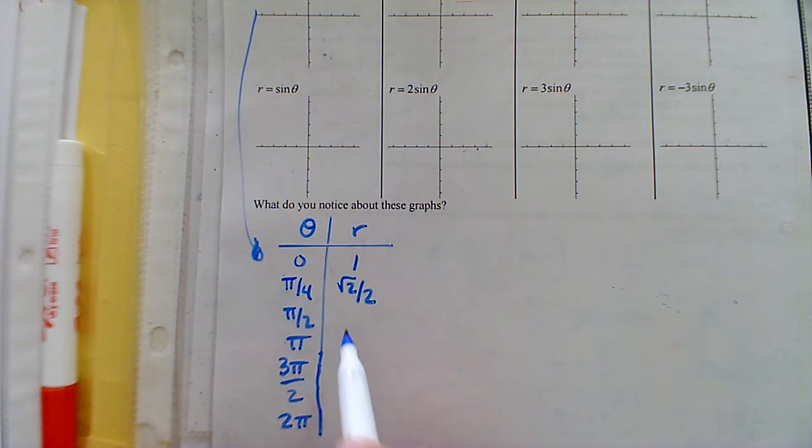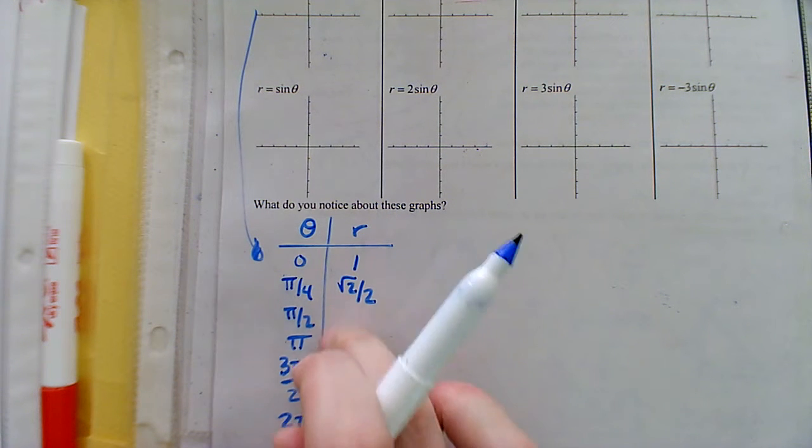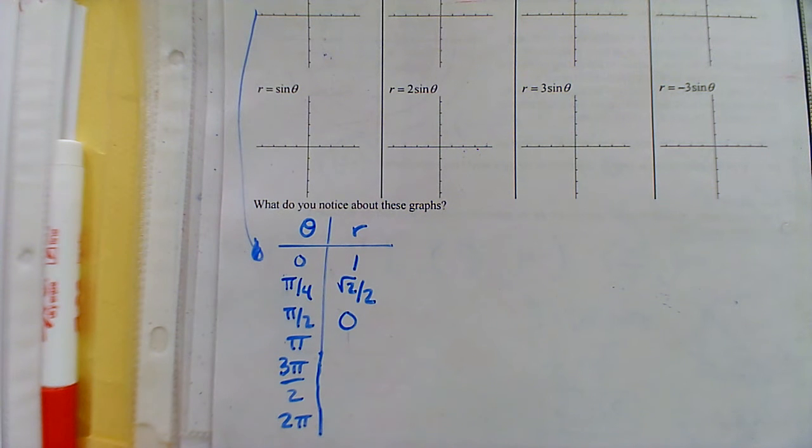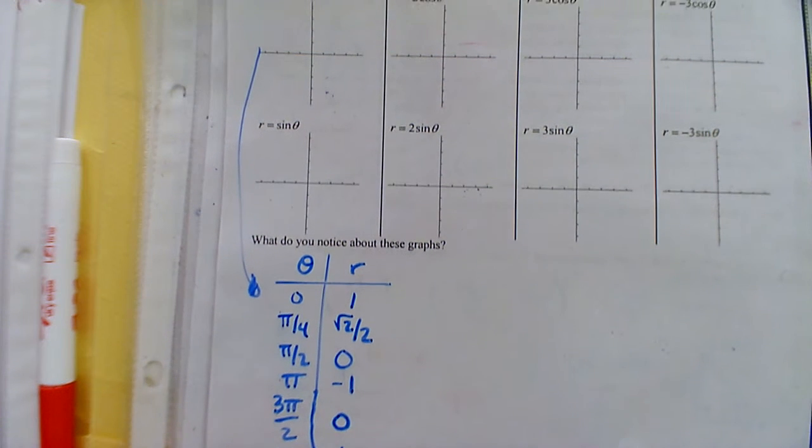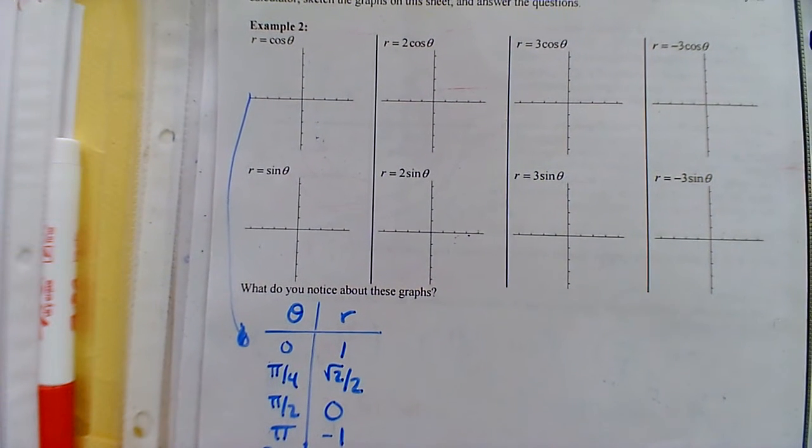Cosine of pi over 2 is 0. Cosine of pi is -1. 3 pi over 2 would be 0, and then we're back at 1 again. Okay, so with that table, we're going to try to graph what this polar equation might look like.